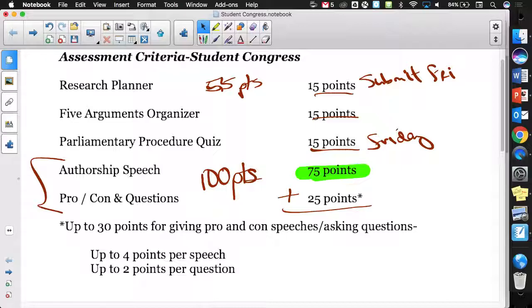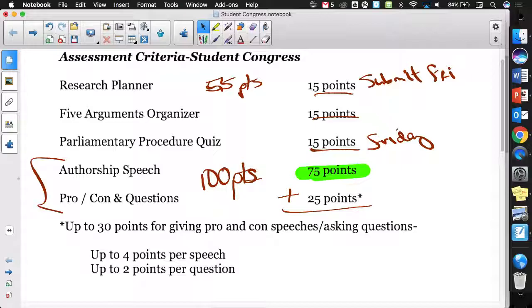It's not that he got a 1 out of 2, so he's not getting a 50%, but out of the 25 points that you are trying to accrue, you only got 1 instead of 2. All right? Same thing happens for pro-con speeches.